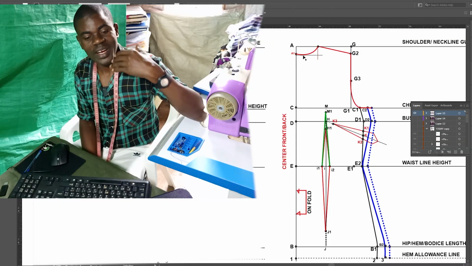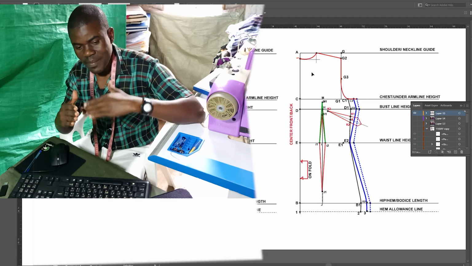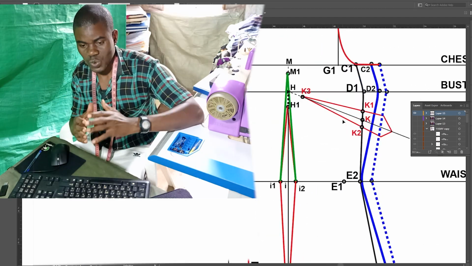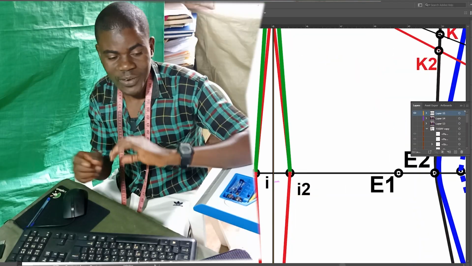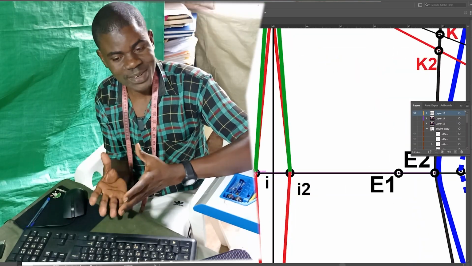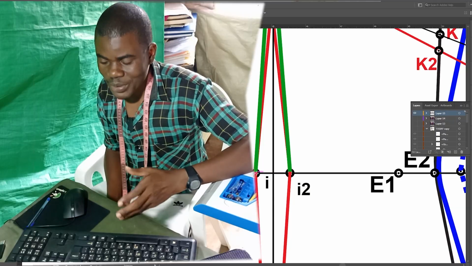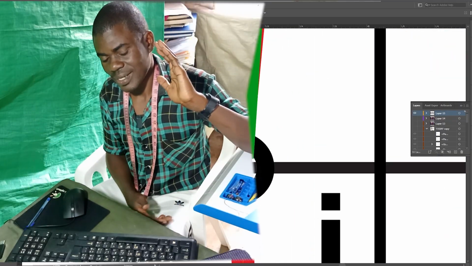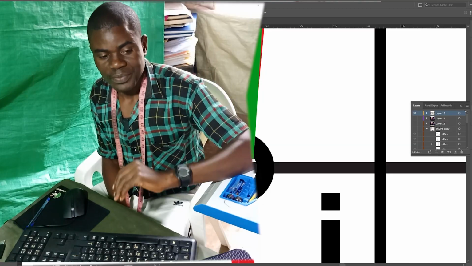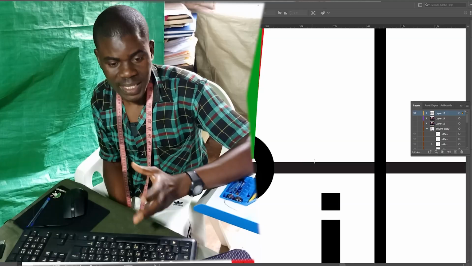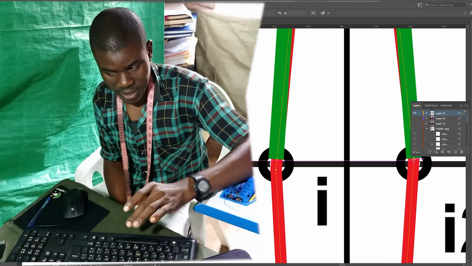We are going to learn step by step, and I will be explaining every detail, so that by the end of this video, you will be ready to draft your own basic bodice block with a beautiful custom fit. Before we draft, we need to look at accurate measurements that are needed for this project.